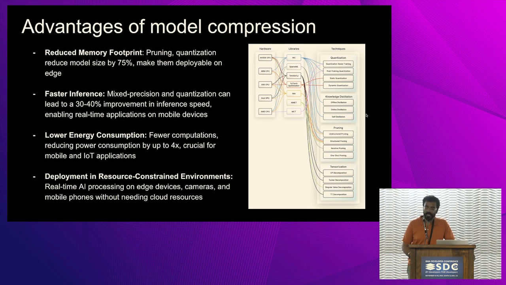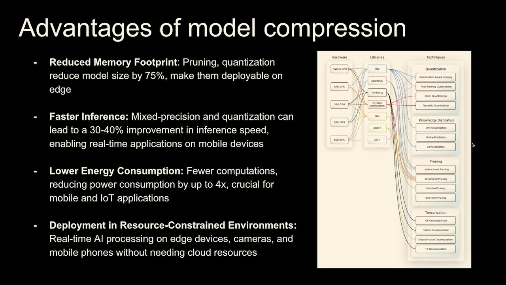But there are many advantages of compressing models beyond just the fact that it can save money. You can apply techniques like pruning and quantization that can reduce your ML model size by 75%, which makes it possible to deploy them on edge. There's faster inference, and this is the interesting part. As you compress models, the time it takes to get inference out of a model is also reduced significantly. So mixed precision and quantization can actually lead to 30 to 40% improvement in inference speed, enabling real-time applications on mobile devices.